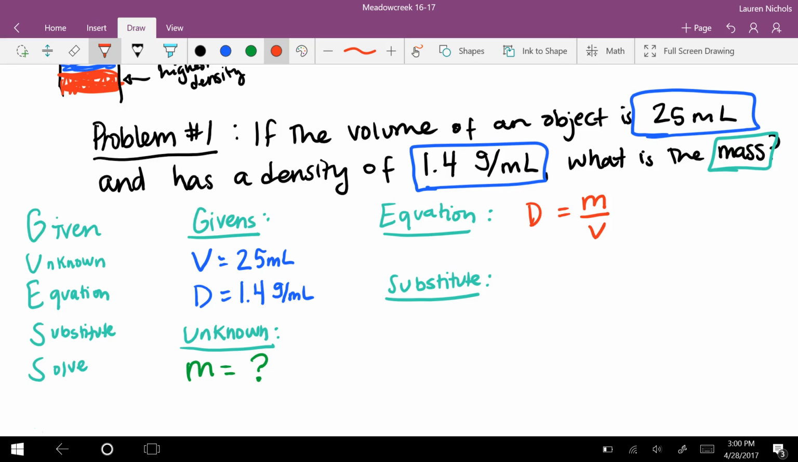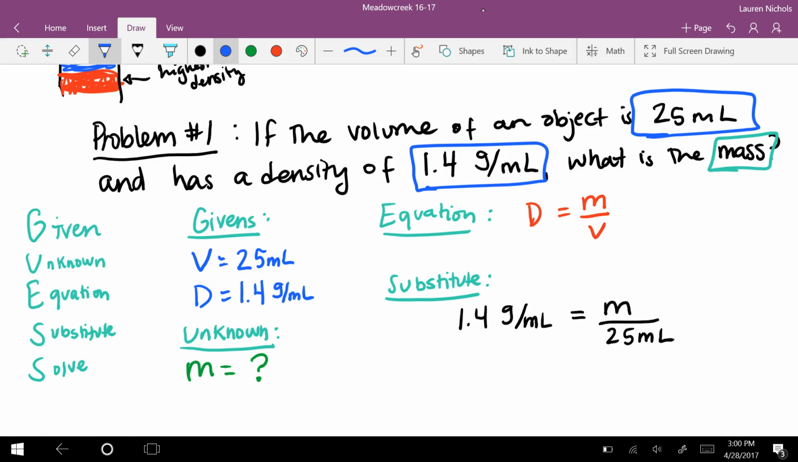But if we substitute, that means I'm substituting in my values. So I know my density. My density is 1.4 grams per milliliter. And I know it's equal to my mass. I don't know that, so I'm going to leave it as an M. And my volume is 25 milliliters.